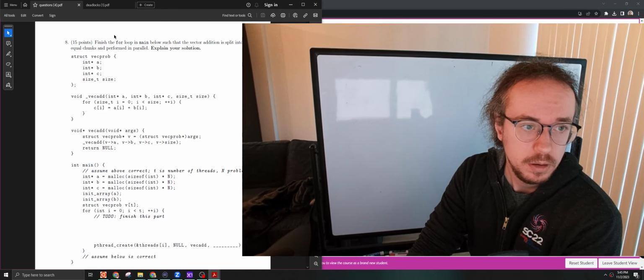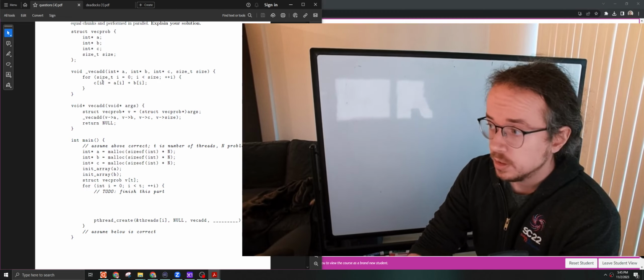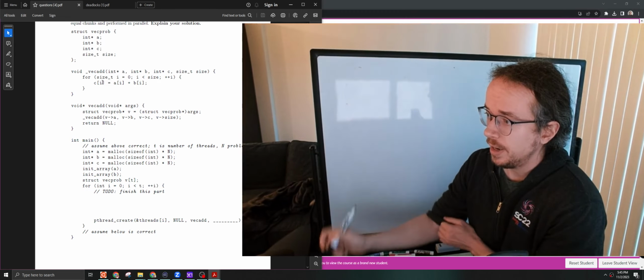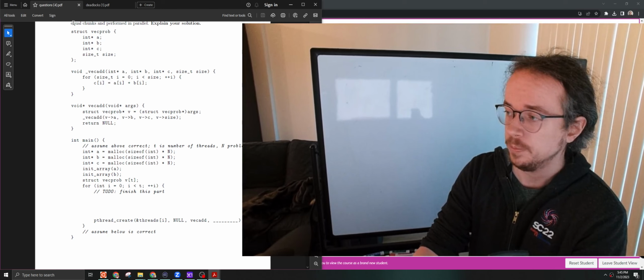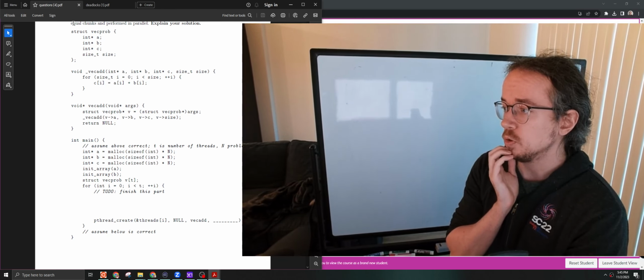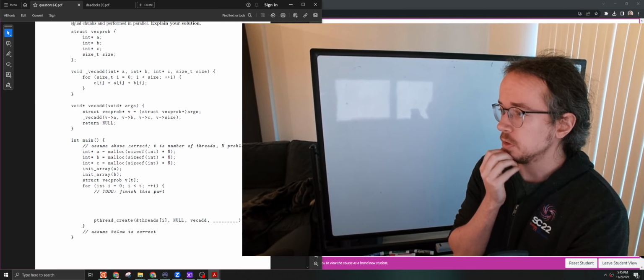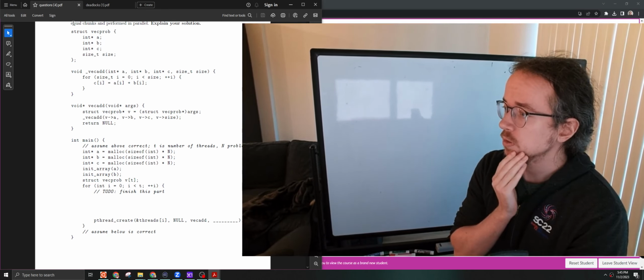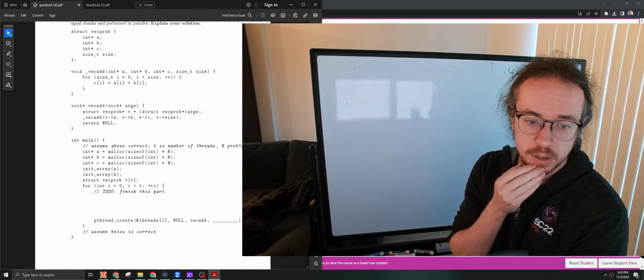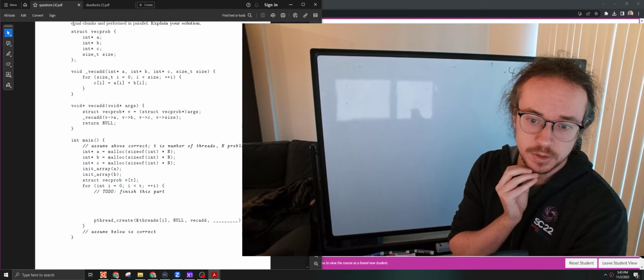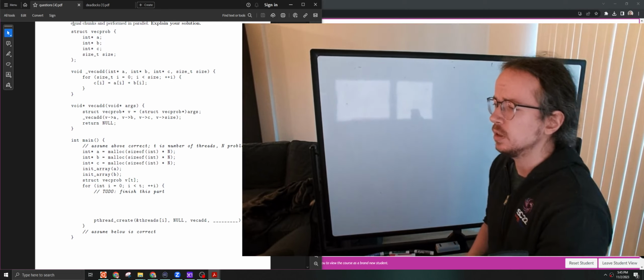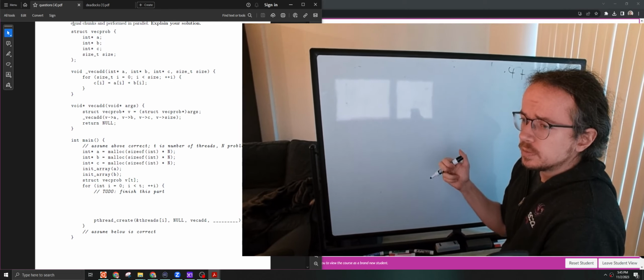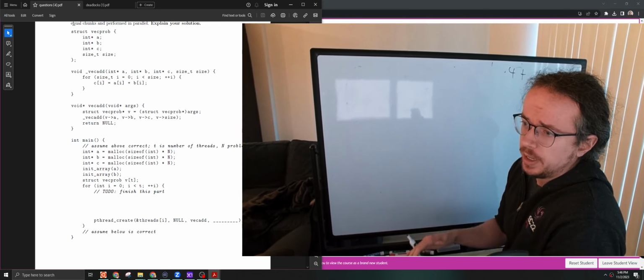Number 8, finish the for loop. This is your homework. I added the C variable to this so that it is slightly different. You're adding into the C instead of into the A. But otherwise, this was your homework, and I've gone over the solution to this many, many times across group studies, individual questions. I think we did it in class even. So that's what you're being asked.